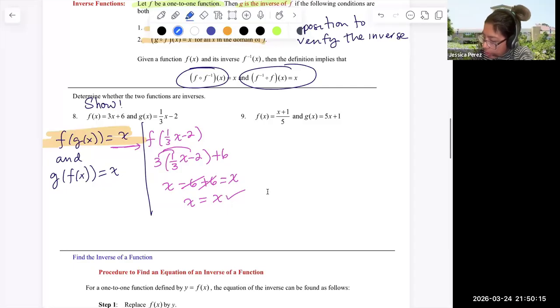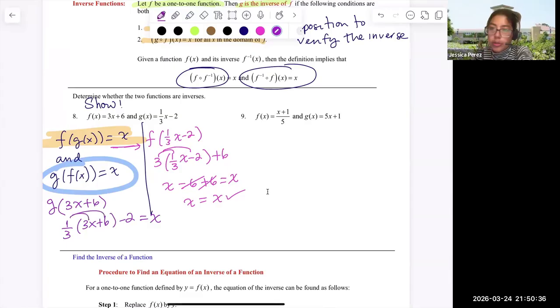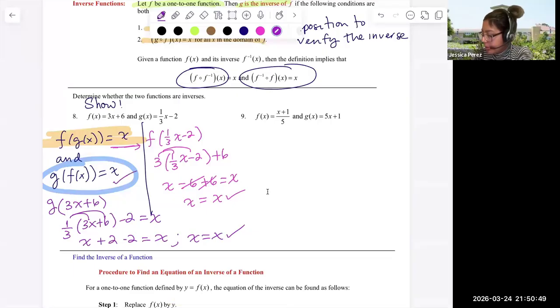Now let's show the second part. Let's go over this side. I'm going to do it in purple. So now it's g of 3x plus 6. That means I'm going to do 1/3 times 3x plus 6 minus 2, and that should equal x. Okay, if I multiply it out, I'm going to get x plus 2 minus 2 is equal to x. Therefore, x equal x, and we verified that both conditions are true. So f and g are indeed inverses. So yes, they are inverses.